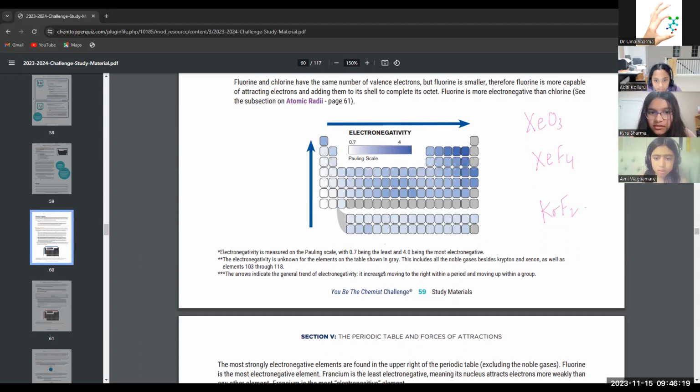Pauling scale is the values assigned to elements, like electronegativity. It says which one is greater in electronegativity and which one is less. Shall I show you the Pauling scale? I'm showing you the Pauling scale, children, here. Just give me 1 second. I'm pulling out the Pauling scale. Sharing it with you.